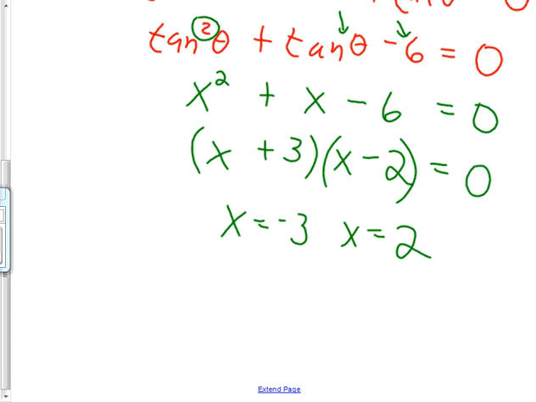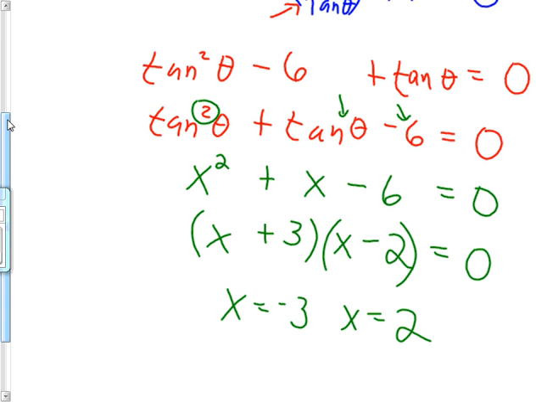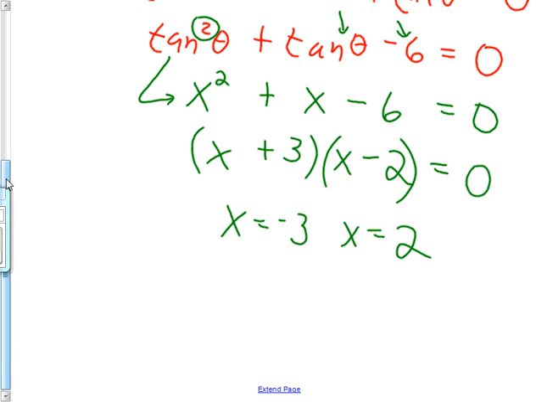And it'd be so easy to forget right here that you earlier had taken out the tangent and put in the x. So now you have to go put in the tangent again. Wherever we have the x, we now have to substitute the tangent back in. Tangent, not squared, just tangent of theta has to equal negative 3. And over here, tangent of theta has to equal 2.